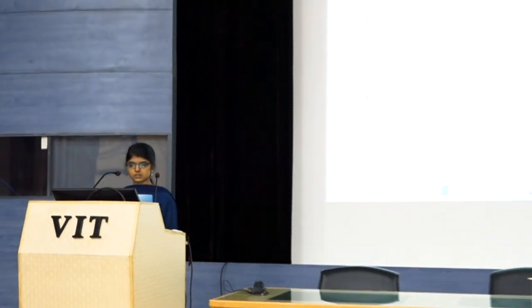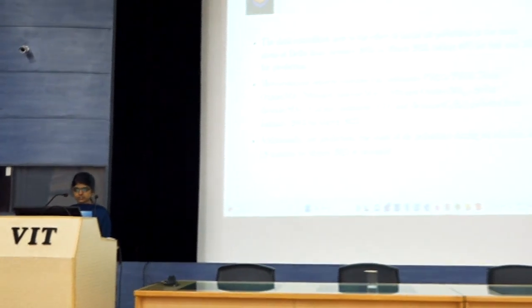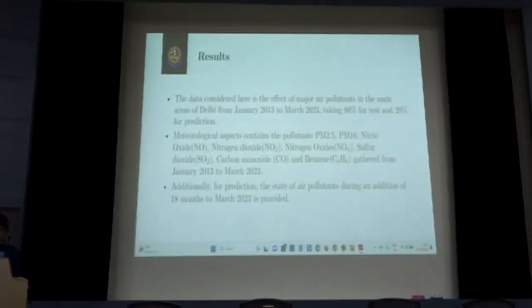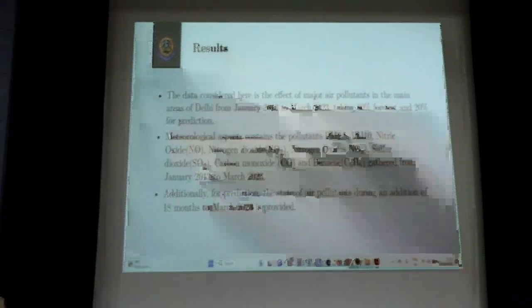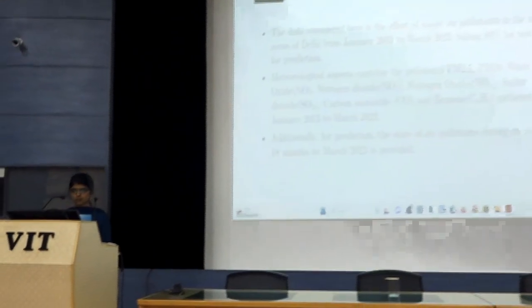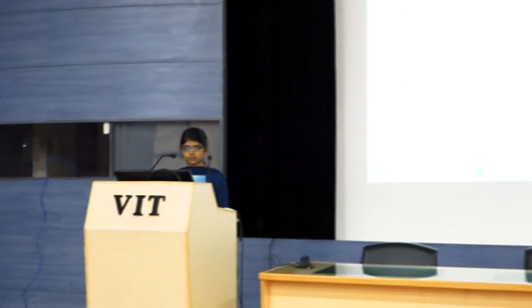So, the data considered here is the effect of air pollutants in Delhi from January 2013 to March 2023, and for prediction an addition of 18 months is provided. PM2.5, PM10, nitric oxide, nitrogen dioxide, nitrogen oxides, sulfur dioxide, carbon monoxide and benzene are the data I have collected for the forecasting.